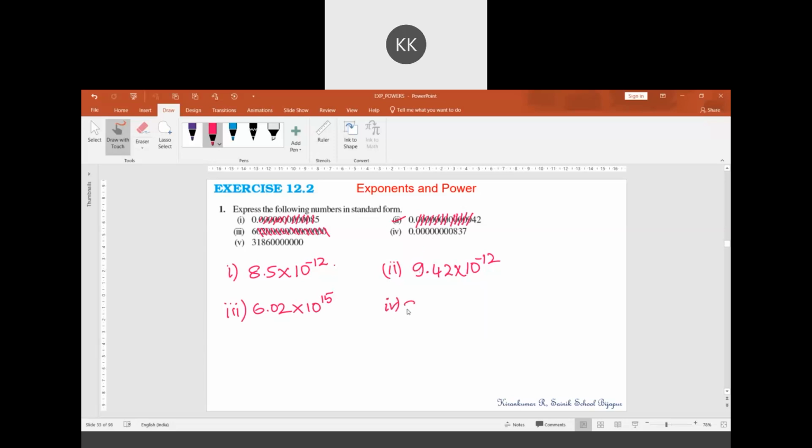This is a negative power, 8.37 into 10 to the power minus 9, counting 1, 2, 3, 4, 5, 6, 7, 8, 9. Now we have the positive power 3.186 into 10 to the power 10, counting up to 10. So it's easy.